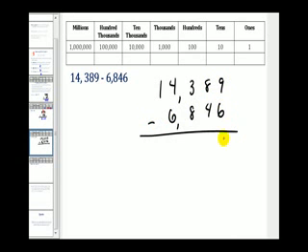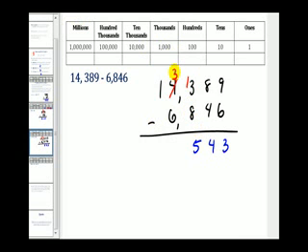9 minus 6, that would be 3. 8 minus 4 would be 4. Now the next column we have 3 minus 8. We can't take away 8 from 3, so we have to borrow from the 4. So we change the 4 to a 3 and then add 10 to the 3, which would give us 13. So now for this column we have 13 minus 8, that's 5.